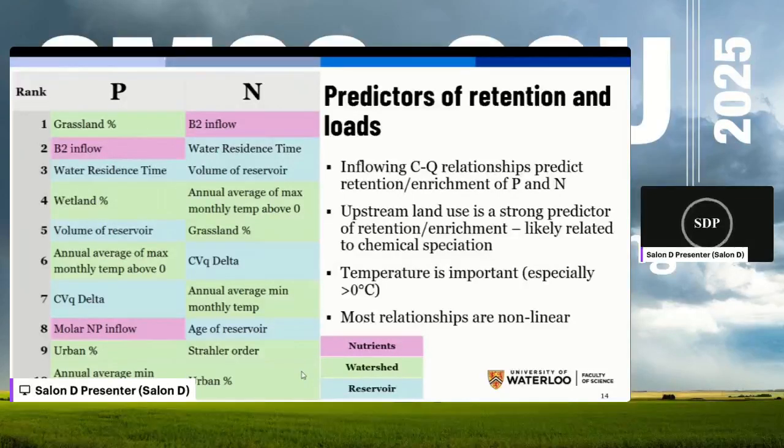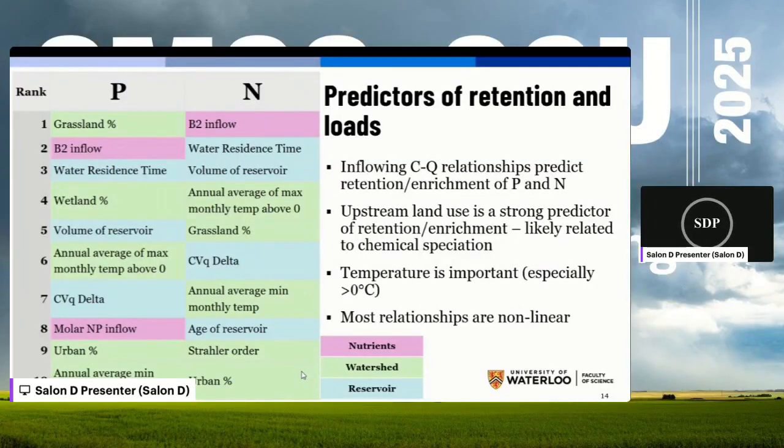We also see that upstream land use was a strong predictor of retention and enrichment behavior. I suspect that this is likely due to the impact that land use has on chemical speciation, but that remains to be verified. We also see that temperature is important, especially because we took annual average maximum monthly temperatures. If the maximum monthly temperature was above 0, we averaged it for that year, and we used this as a proxy for the growing season temperature. And we saw that growing season temperature also had significant predictive power, especially in the case of nitrogen.